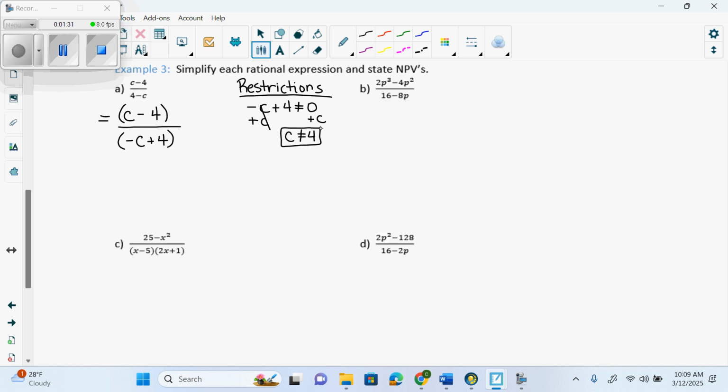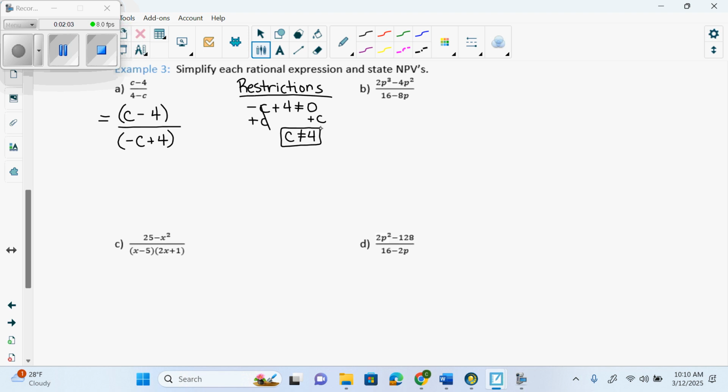And then if I can cancel stuff off, I can cancel. But currently I cannot cancel. The top is positive c minus 4. The bottom is negative c plus 4. So those are the exact same terms, but wrong signs, correct? What changes signs? Multiplying by what? Negative 1. So what would change signs the opposite way? Would dividing by negative 1 also do that? If you divide by negative 1, it takes and changes the signs too, correct?